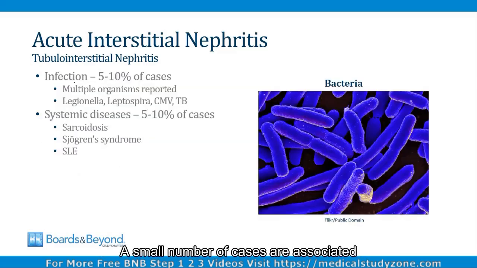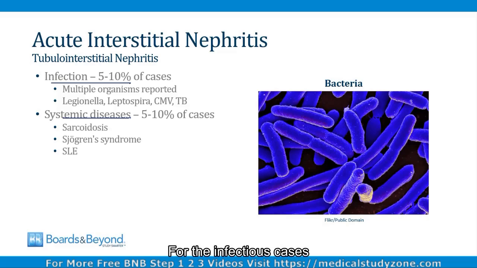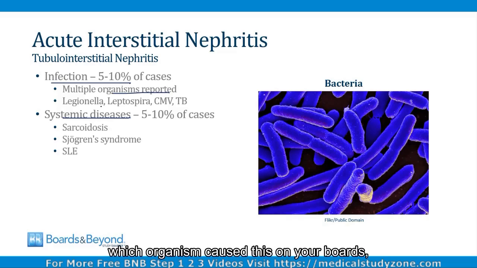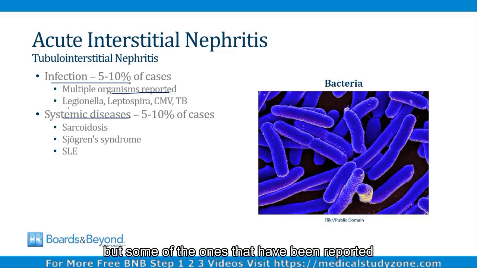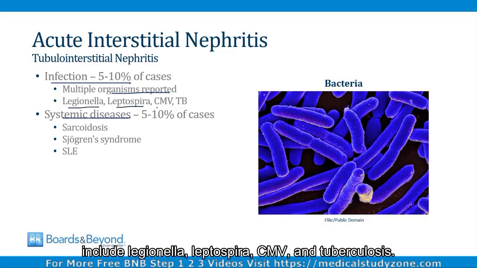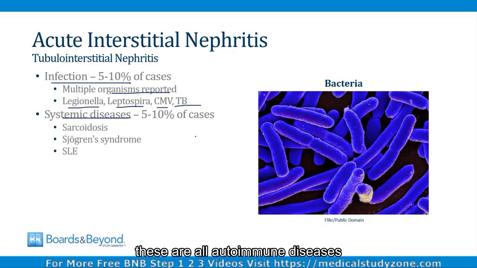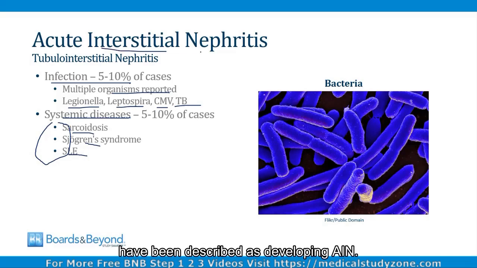A small number of cases are associated with infection or a systemic disease. For the infectious cases, multiple organisms have been described. Some of them I've listed here. They probably won't ask you which organism caused this on your boards because there are so many that have been reported. But some of the ones that have been reported include Legionella, Leptospira, CMV, and tuberculosis. And in terms of systemic diseases, these are all autoimmune diseases like sarcoid, Sjogren's syndrome, or SLE. Patients with these conditions have been described as developing AIN.